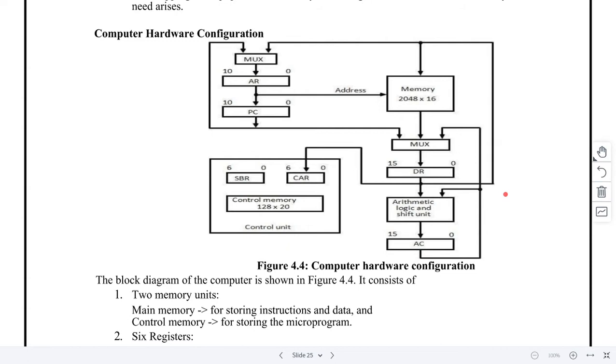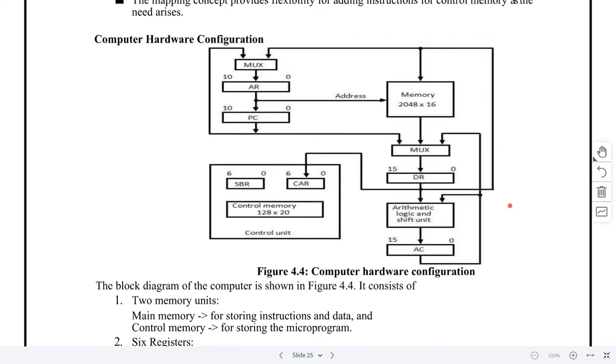We already know that main memory is useful for storing instructions and data. Along with this memory there are four registers associated with the main memory. One is the accumulator, AC, second is DR, the data register, third is AR, the address register, and fourth is PC, the program counter. In main memory we are going to store 2048 into 16.